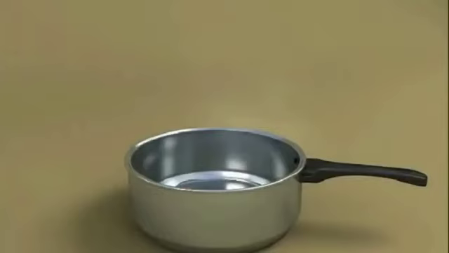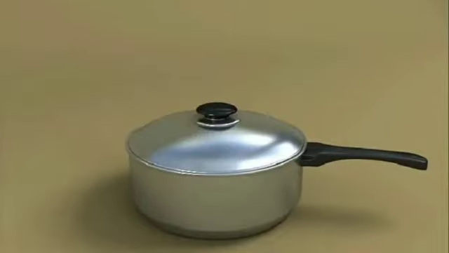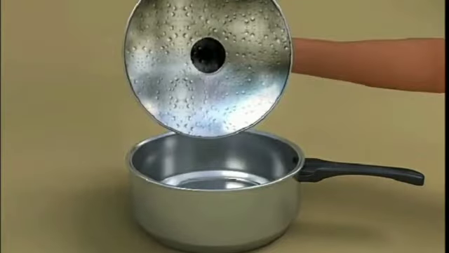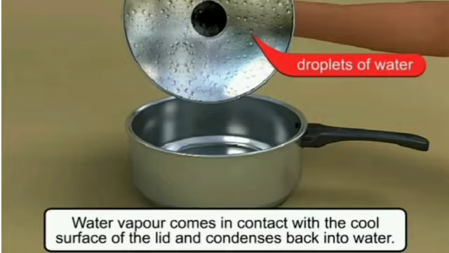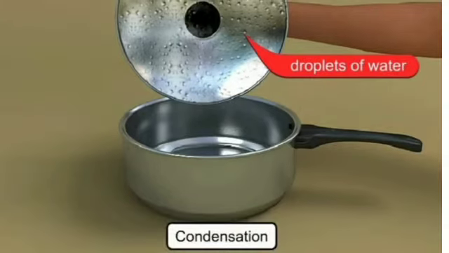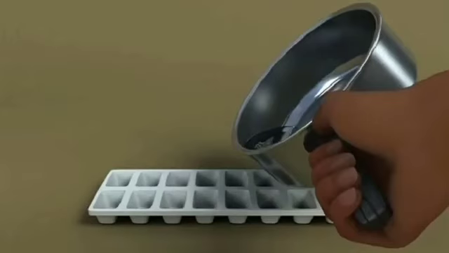Now, remove the saucepan from the fire and cover it with a lid. After a few minutes, lift the lid carefully. Look at the underside of the lid. What do you find? Children, you will find droplets of water. The water vapor comes in contact with the cool surface of the lid and condenses into water. This is called condensation.